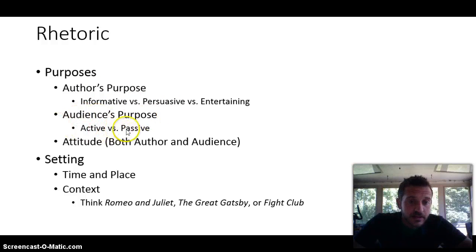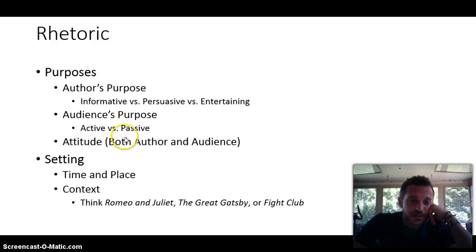Audience's purpose. This purpose can either be active or passive. They can be actively seeking information, or they can be passively just receiving it. So think of when you're working and you have the TV on in the background, you're still receiving information, but you're not actively paying attention to it. Or when you hear music or announcements at the mall or doctor's office or whatever, you're not actively seeking that information, but you're passively receiving it.